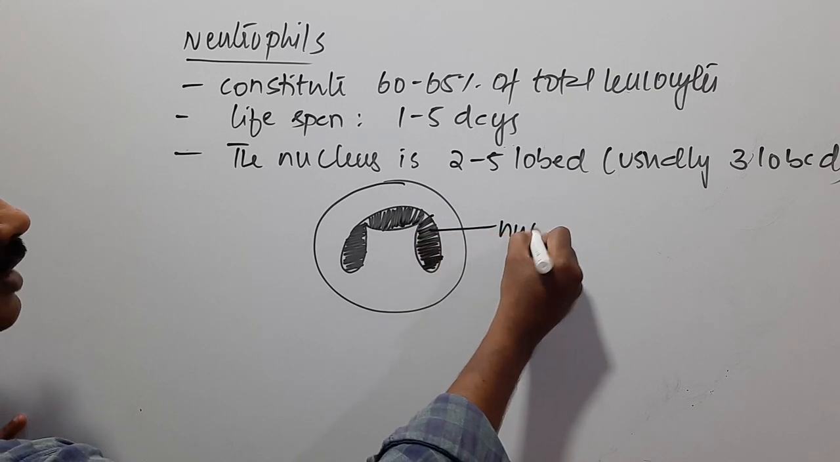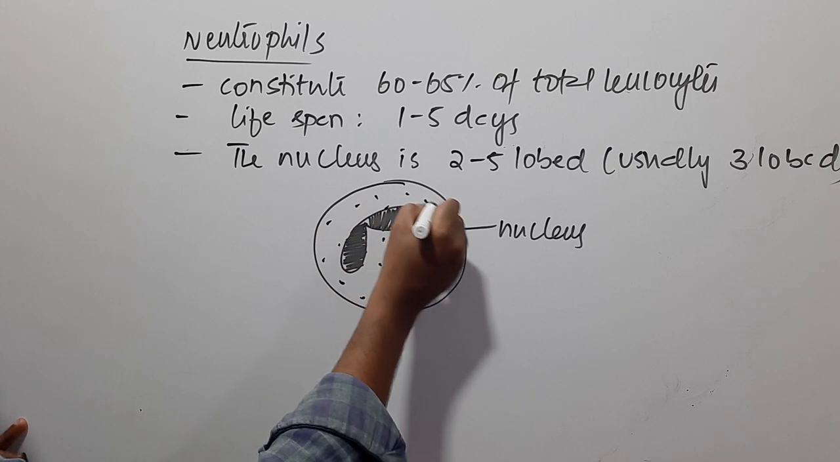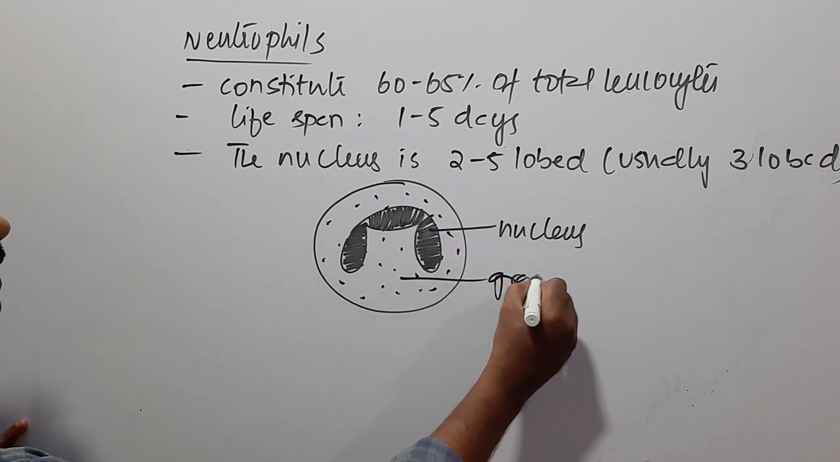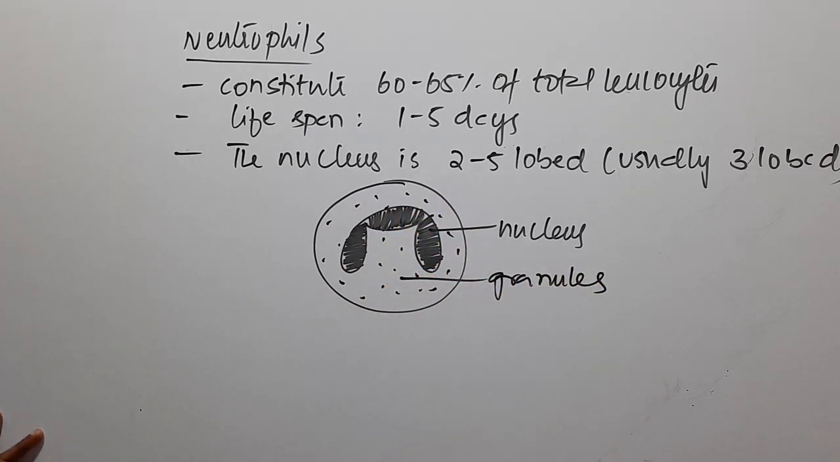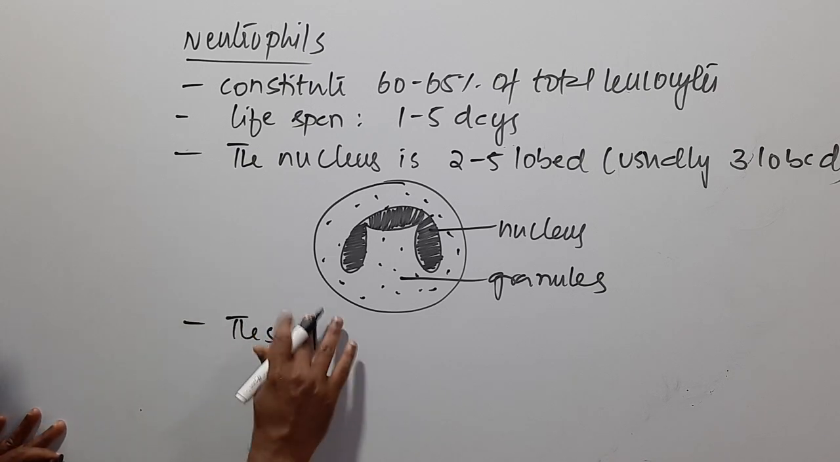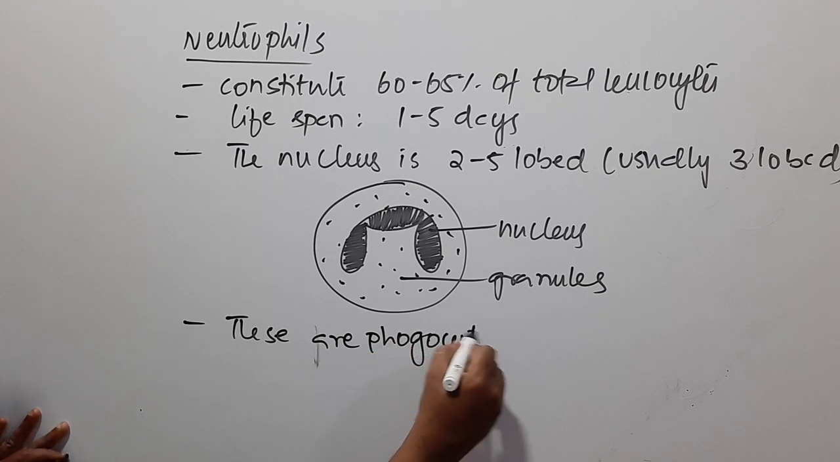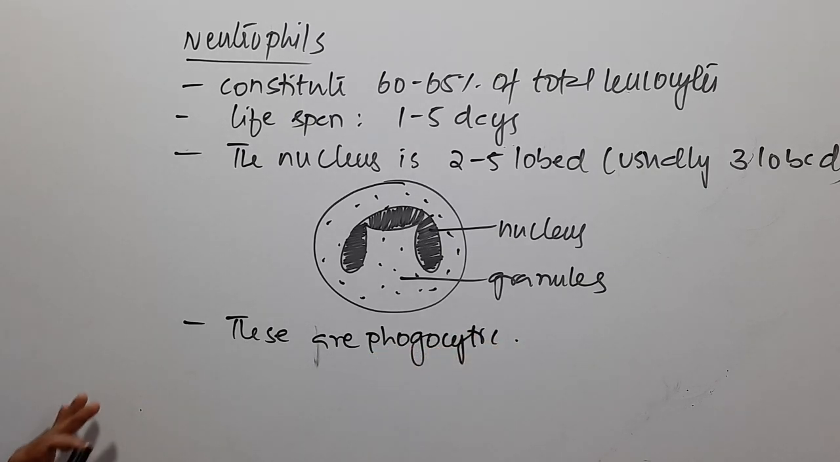So this is the nucleus. So all these are granules. So I have shown you here with the 3 lobes. Next, these neutrophils are phagocytic cells.